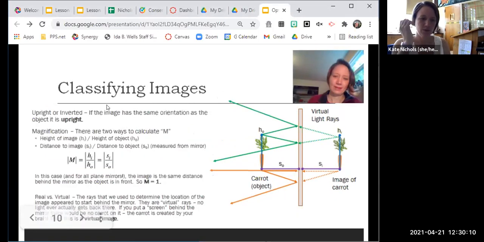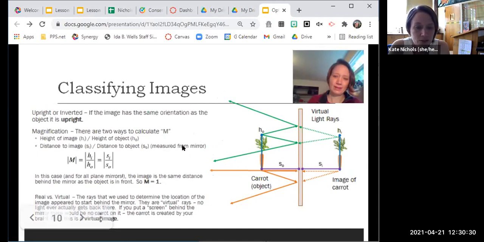Classifying images. Oh, this slide is basically exactly what I was saying. You can classify images. They're described as upright or inverted. Upright doesn't mean head up. It means the same orientation as the object. So if I was standing on my head, my upright image would also be standing on its head. Magnification, which we had that equation for earlier.